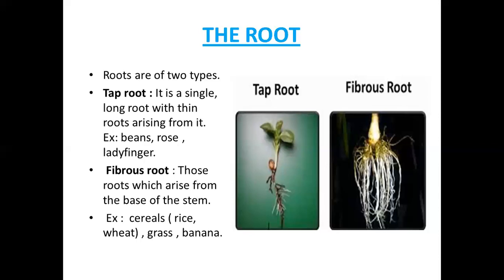Example, beans, rose, ladyfinger. These plants are having the taproot system. It is a single long root with thin roots arising from it, called taproot, and the examples for this type of plants are beans, rose and ladyfinger. In these plants we can observe this taproot. And the second type is fibrous roots.